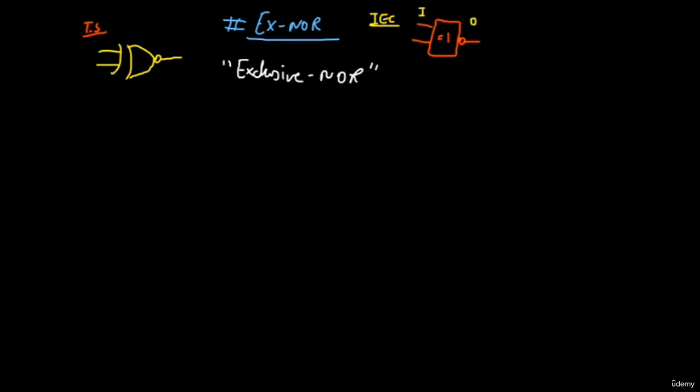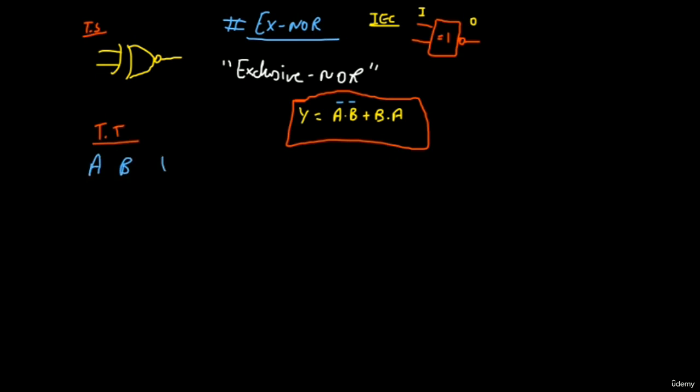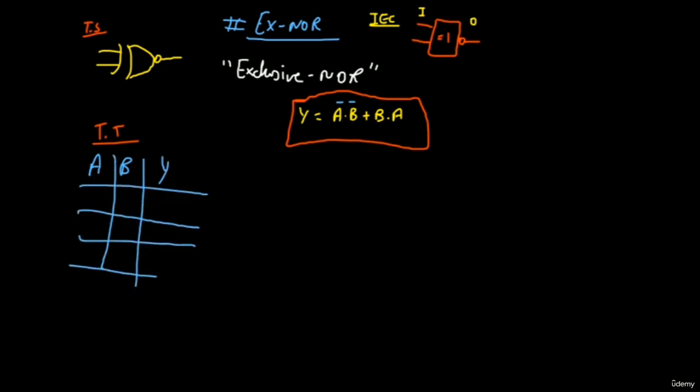Well, that's it. Now what is its logical formula? Well, its logical formula is simple: a dot b plus b dot a, but this time we need to put the bar consecutively. That's the difference. I hope you can see the difference. I will show you what difference it makes in just a while. But let's first work on its TT, truth table. So we have A, B, and finally we have Y. So let's work on this thing.